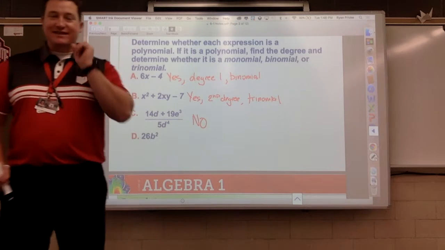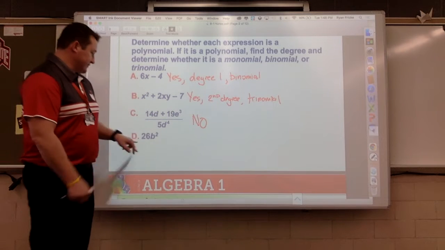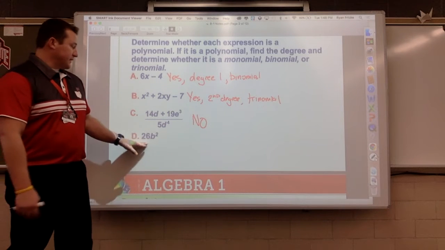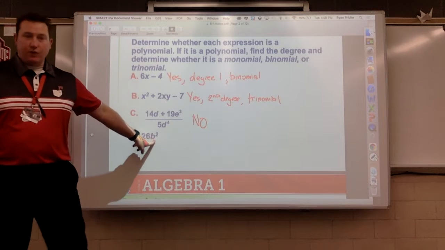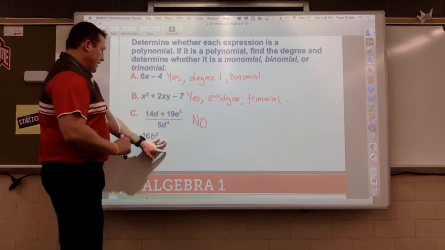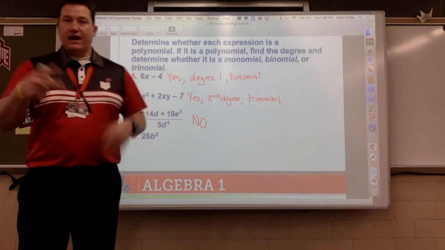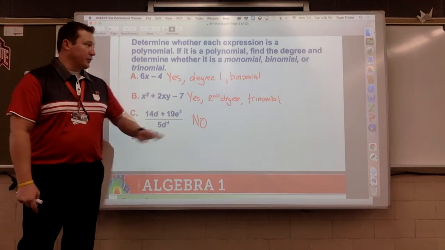Number D down here, 26b to the 2nd power. What do you guys think of this? So this is just a product of some stuff we got going on here. So yes, of course, this is a polynomial. It is a degree 2, and its special name, of course, is a monomial.